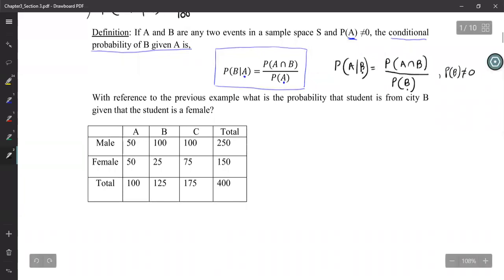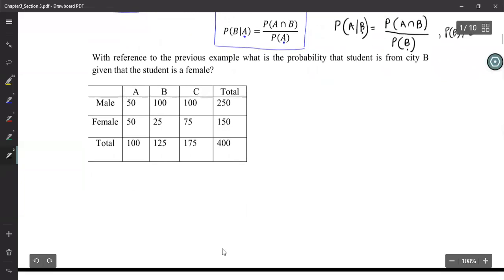Now we have the same example again, the same table again. Let's use the definition of conditional probability and see whether we can get the same answer. What is the probability that the student is from city B given that the student is a female? Be very careful with the wording. The given information is that the student is female. So you already know the student is a female. If so, what is the probability that she came from city B?